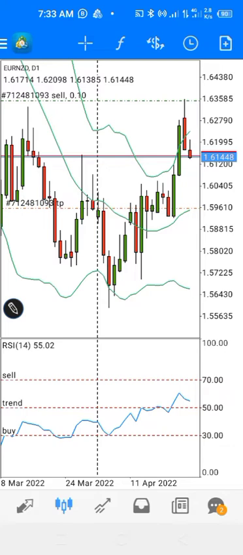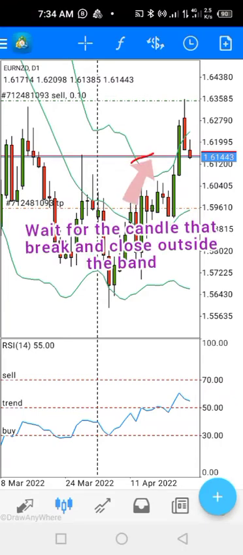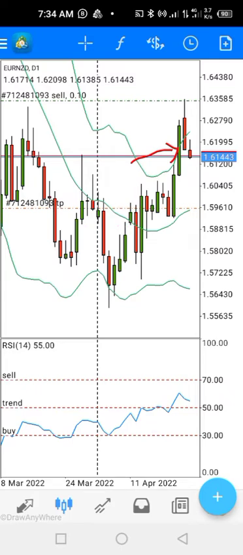Then how do we pick our trade based on Bollinger Band? We are looking for the candle that will pierce out of the Bollinger Band. We enter on the next candle, and this is a daily time frame, guys. It's a daily time frame, so it's very easy to trade. You wait for the candle that will pierce out, and you take your trade the next day.